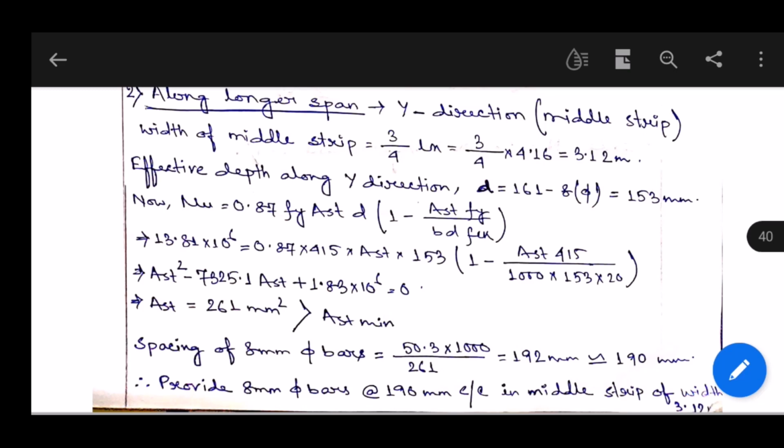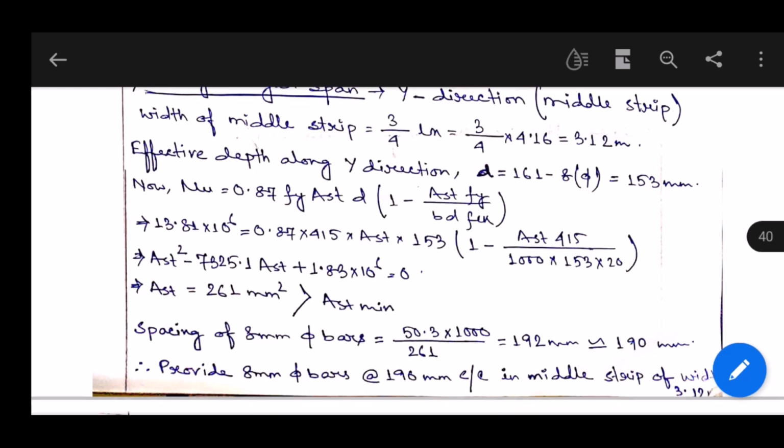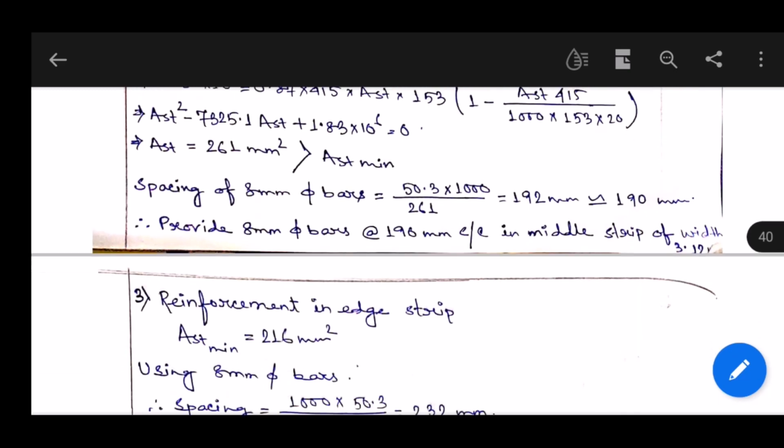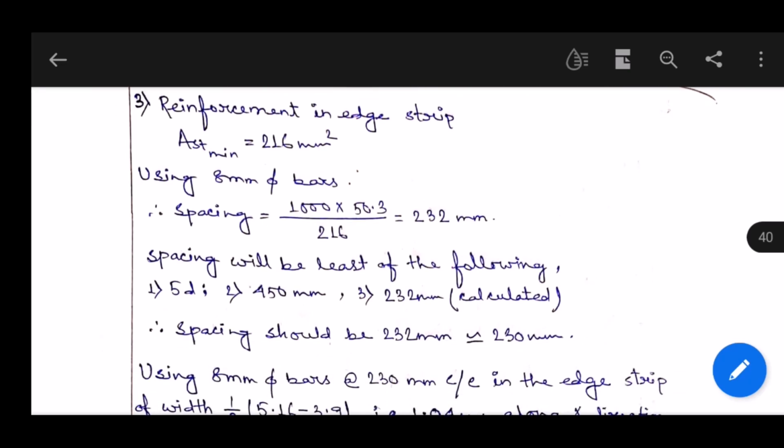So in this case also, definitely 190 mm will be the lesser value among the 3D and 300 mm, which are the spacing values. We have to consider the least value as earlier. So 190 mm will definitely be the least value. Therefore, provide 8 mm dia bars at the rate of 190 mm center to center in the middle strip of width 3.12 meter. Okay. So next step is reinforcement in edge strip.